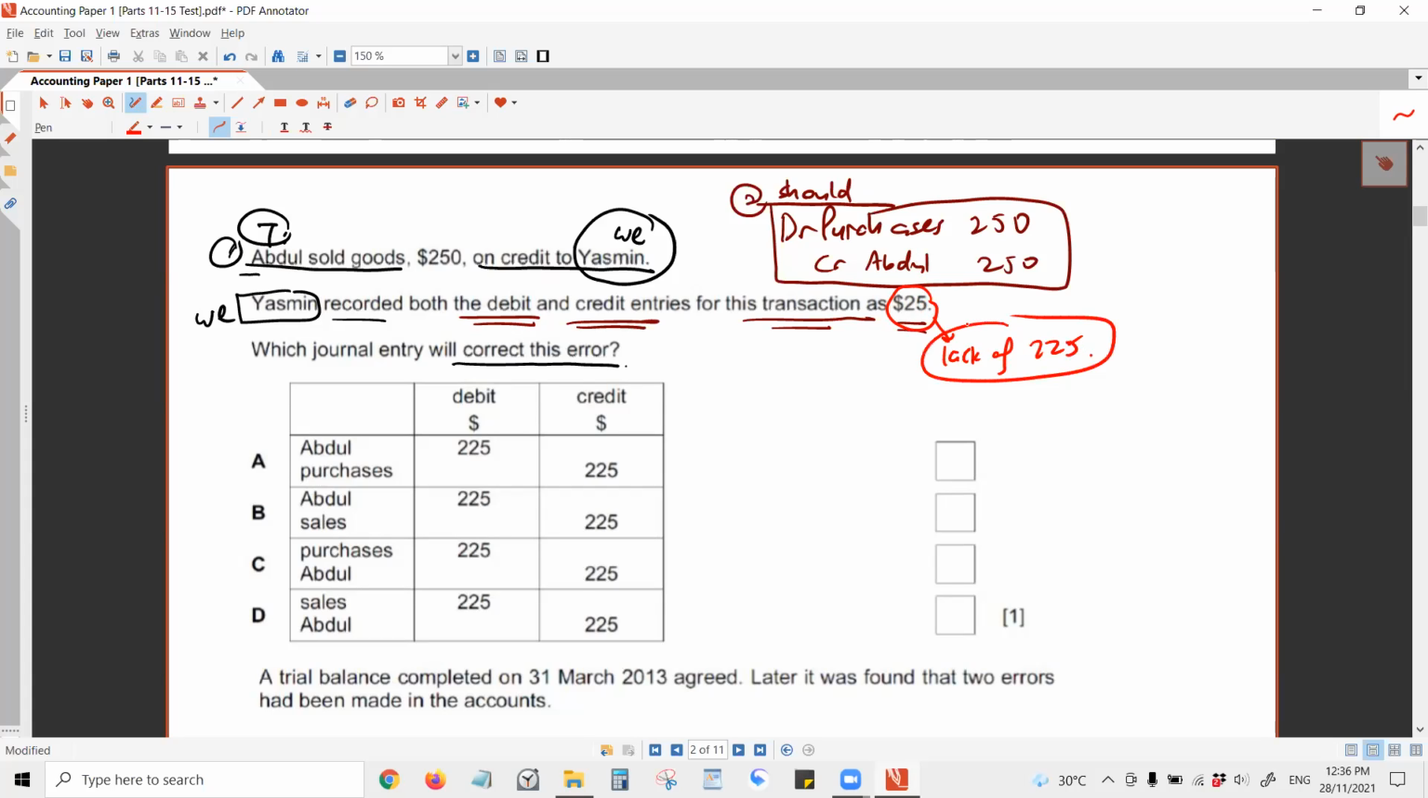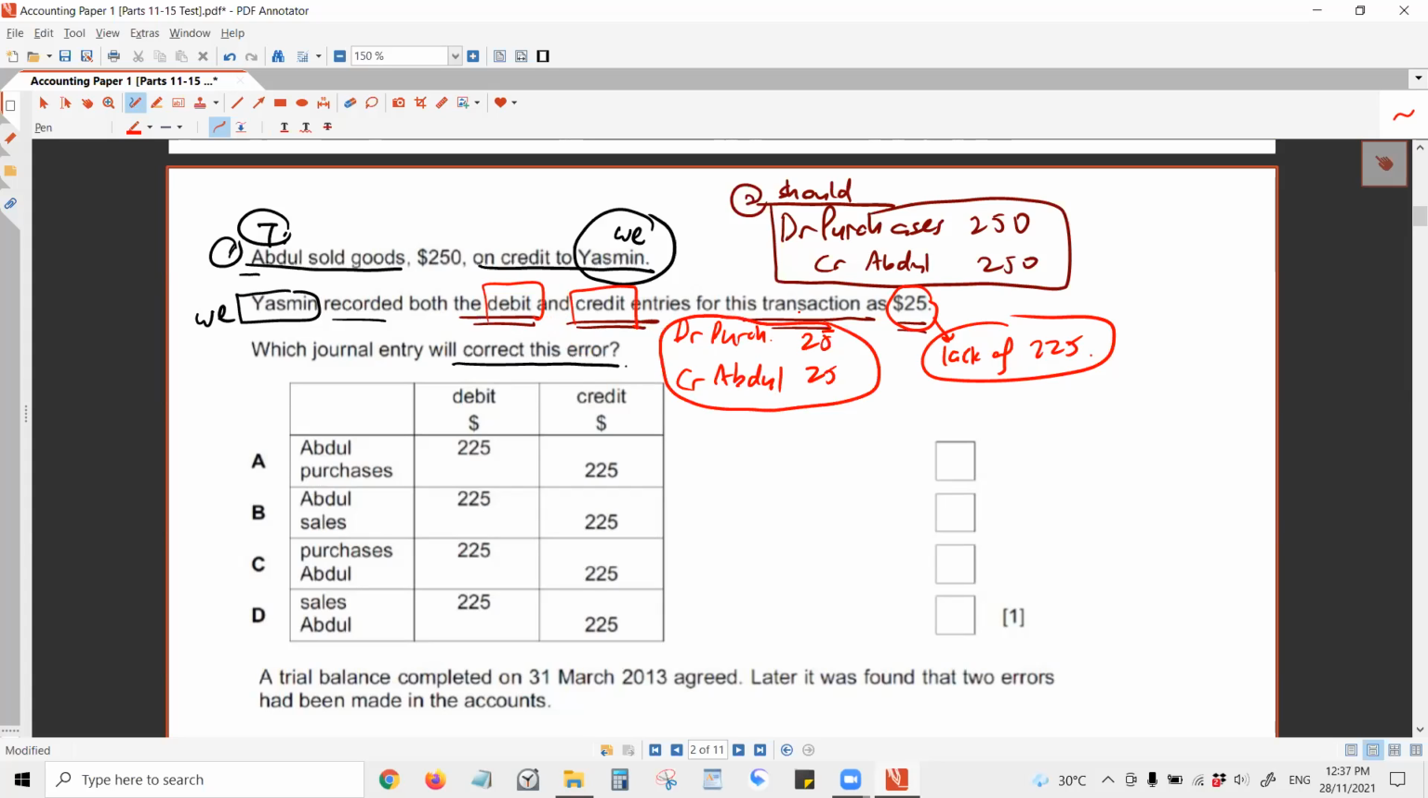Right? And did they tell you what they debited and what they credited? Did they tell you what account they have debited and what account they have credited? No, right? They didn't tell you. When they don't tell you something like this, you assume that they have chosen the correct side. They debited purchases, they credited Abdul with 25.